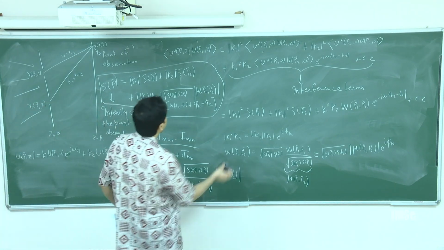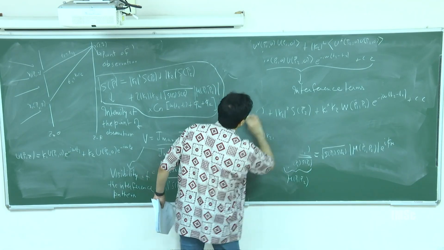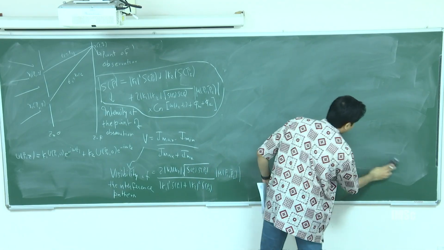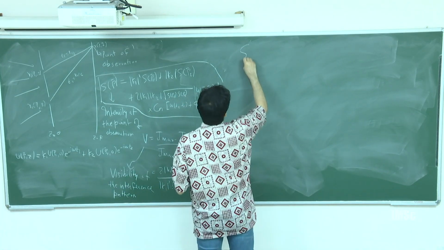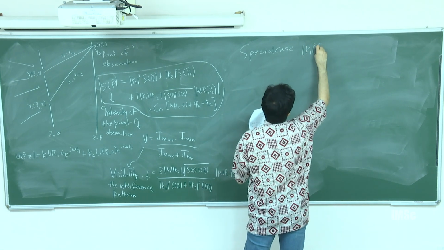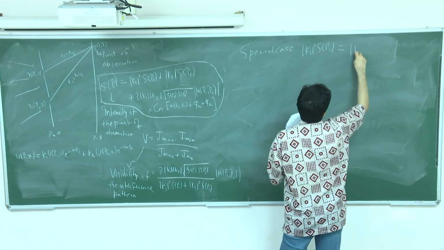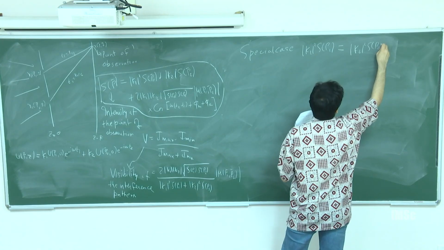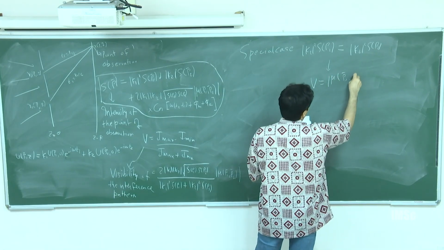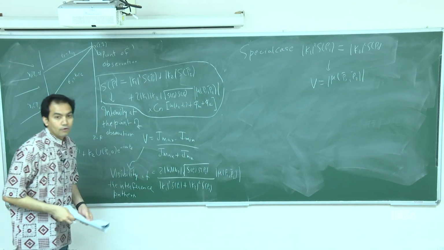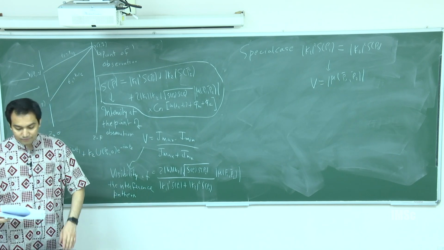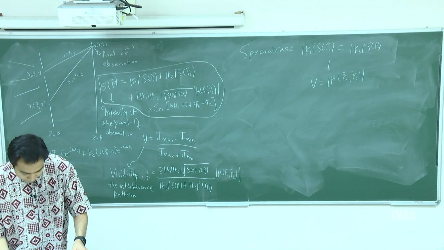So for the special case, in this case, the visibility will simply depend only on the degree of coherence. So for perfect coherence, we get the maximum visibility 1, and for complete incoherence, there won't be any interference pattern. Visibility will be 0. Right.